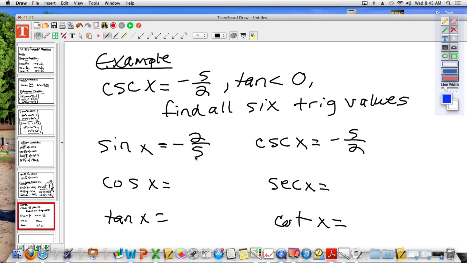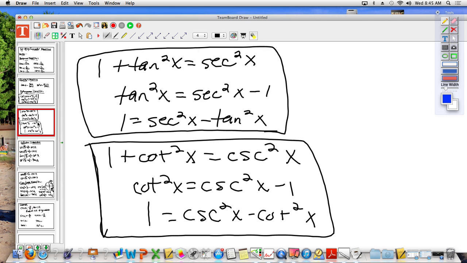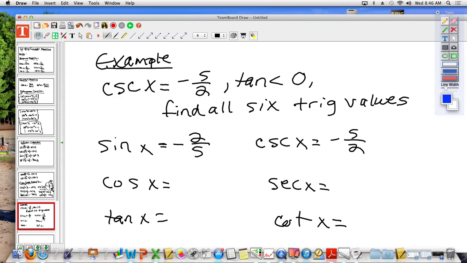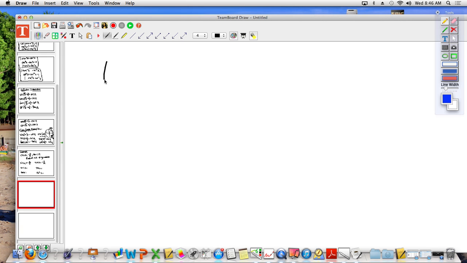Let's see, I think maybe back on this page right here, we talked about this thing right here: 1 plus the cotangent squared of x is equal to the cosecant squared of x. Write this down right now underneath the example that we just talked about. Right underneath your example, 1 plus the cotangent squared of x is equal to, what was it equal to, you guys? 1 plus the cotangent squared is equal to the cosecant squared of x.